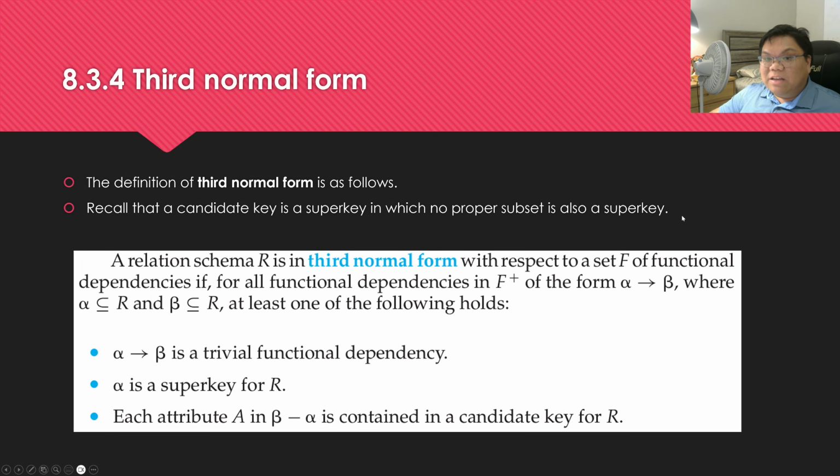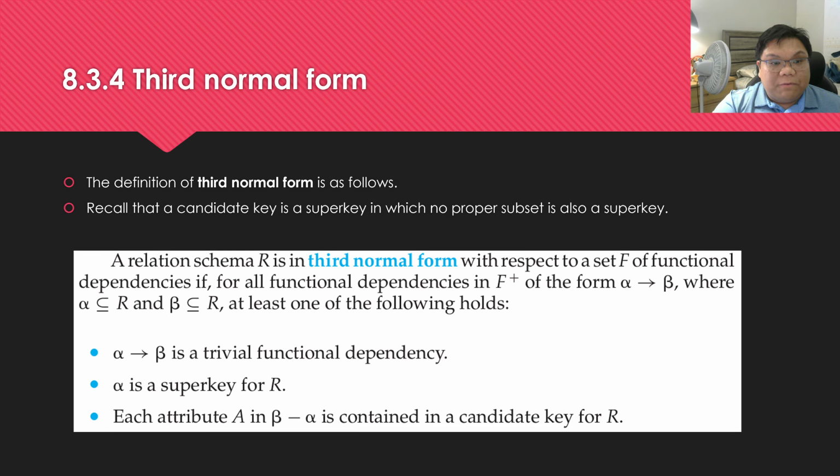Okay, so let's look at the definition of third normal form. So recall that a candidate key is a superkey in which no proper subset is also a superkey. So a candidate key is some candidate set of attributes that you are probably going to use as your primary key. I say probably because you might have other candidates that you might choose. Or you might find out there might be some extraneous attribute in your candidate key that you might want to throw out. Because adding it does not add any new information regarding identifying each row in a table.